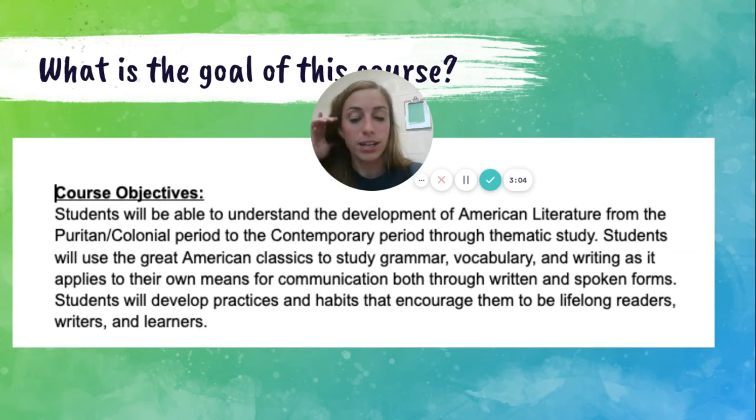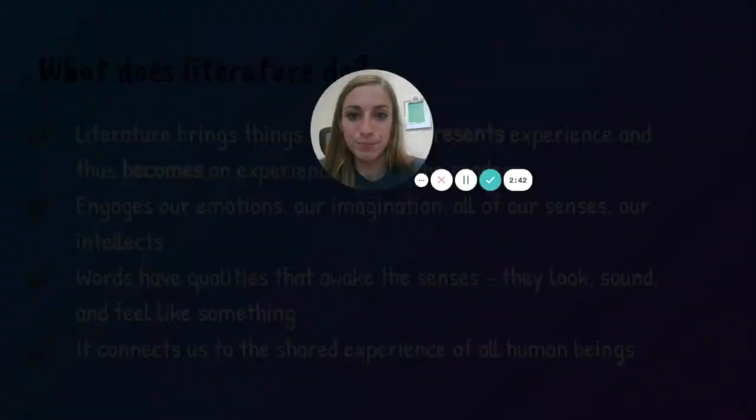So we'll do a lot of writing workshops, developing the process of writing. It's not just assigning essays. The idea is that we actually develop the skills of writing. And ultimately, the goal of this course and any English course, at least in my opinion, is to encourage children to be lifelong learners, right? Lifelong readers and lifelong writers.